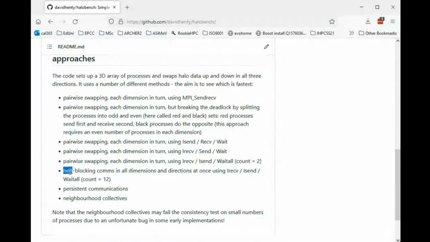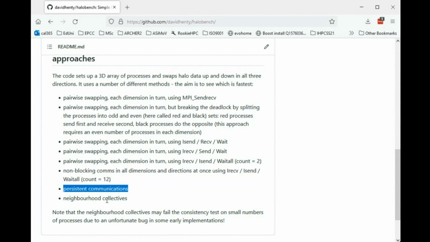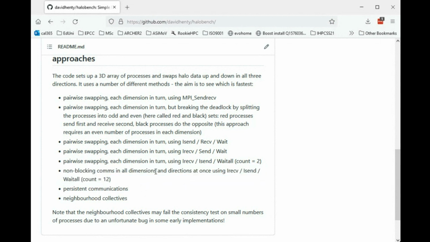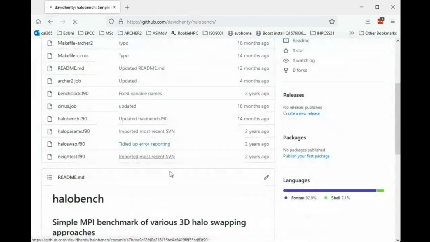However, from what I've said, you would expect this to be the best. Issue all the communications: receive up, receive down, receive left, receive right, receive forward, receive backwards, the same 6 for the sends, and then wait for everything. So those are the options, and I would expect this to be the fastest. I have also implemented persistent communications and neighborhood collectives. They typically aren't any faster than this, but they're in there if you want to have a look at them.